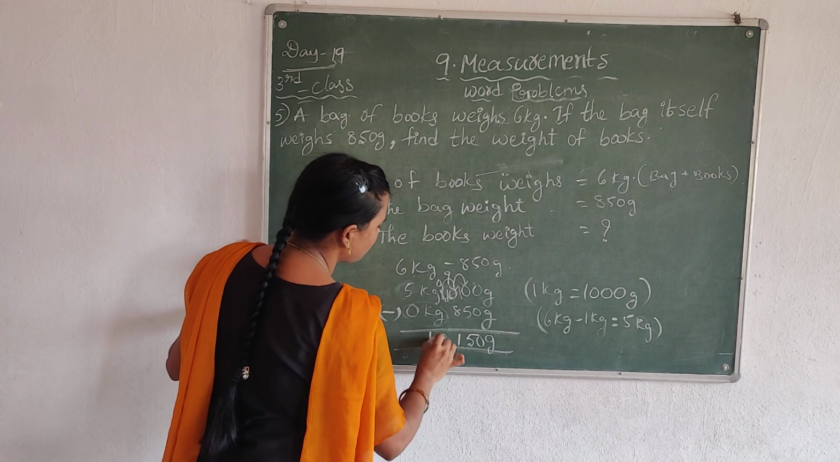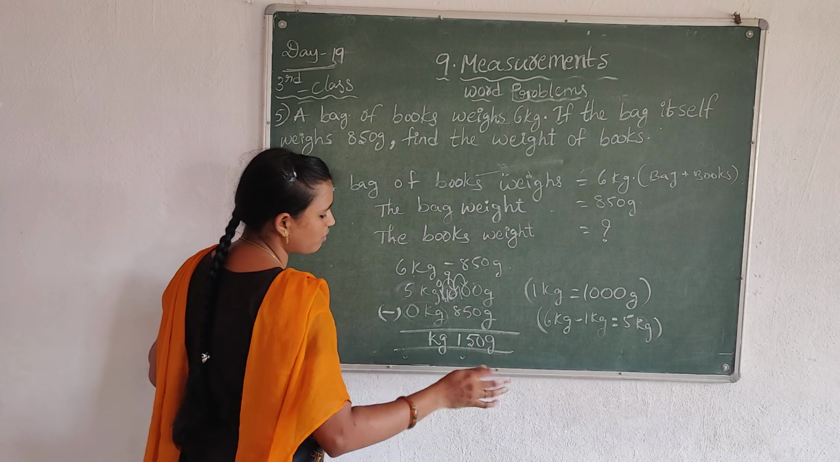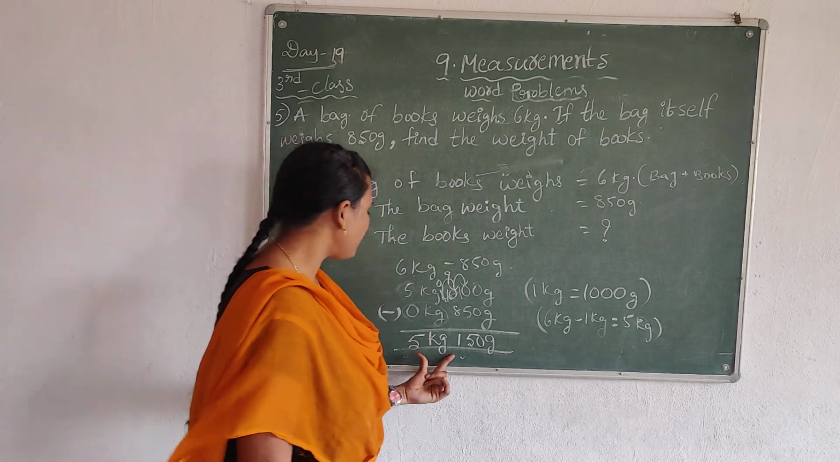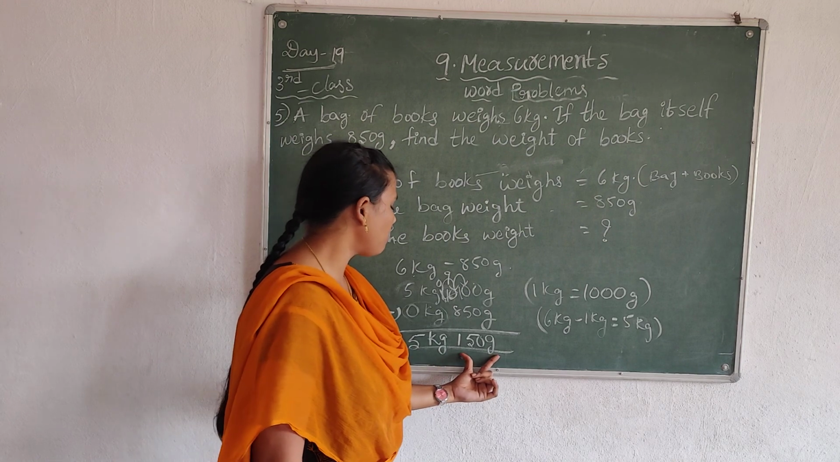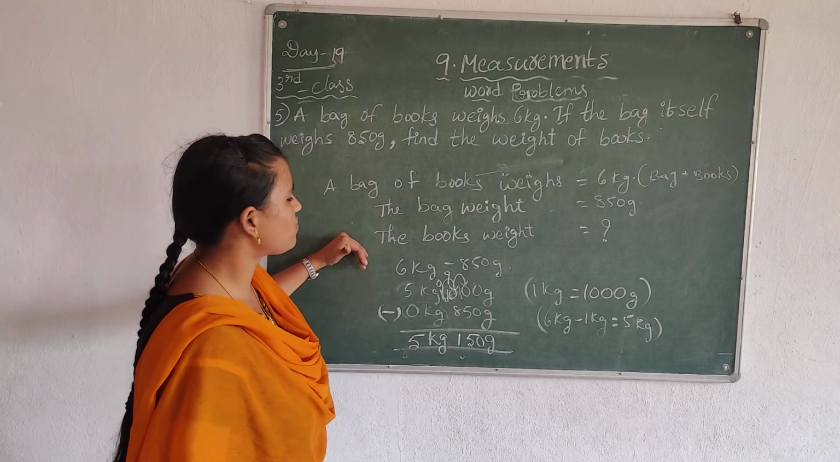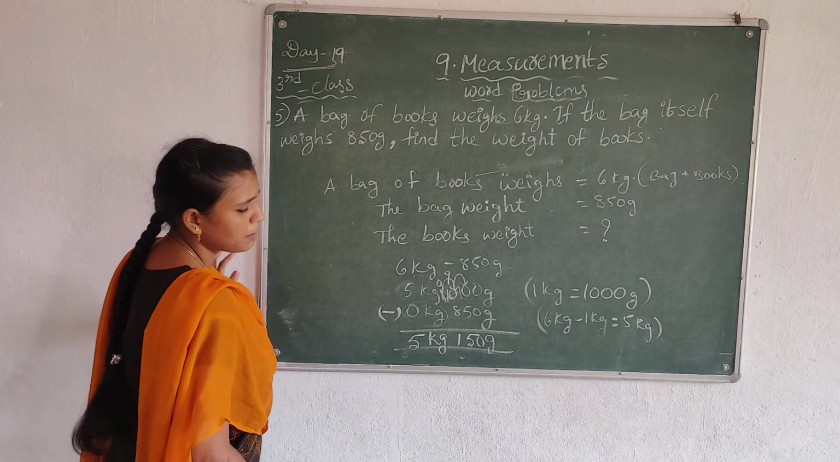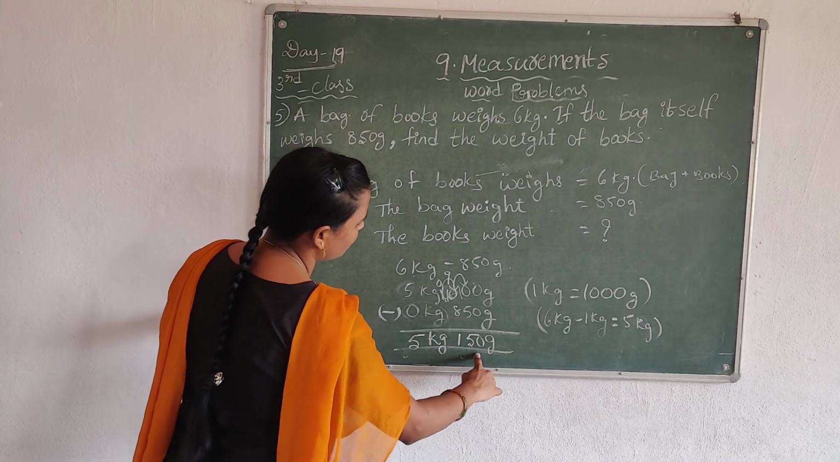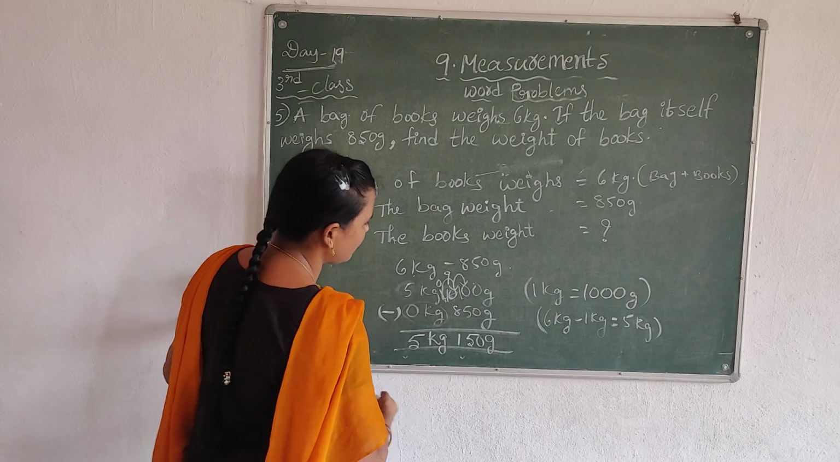Grams. Kilograms are common. Here we don't have a kilogram. So 5 kgs. So what is the answer? 5 kgs, 150 grams. The book's weight is how much? 5 kgs, 150 grams. I am telling once again.